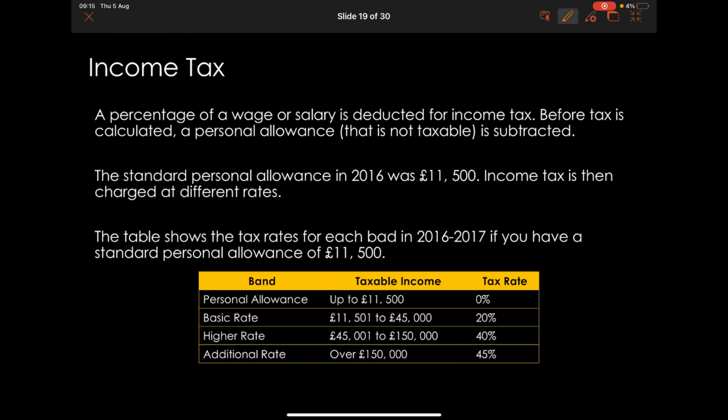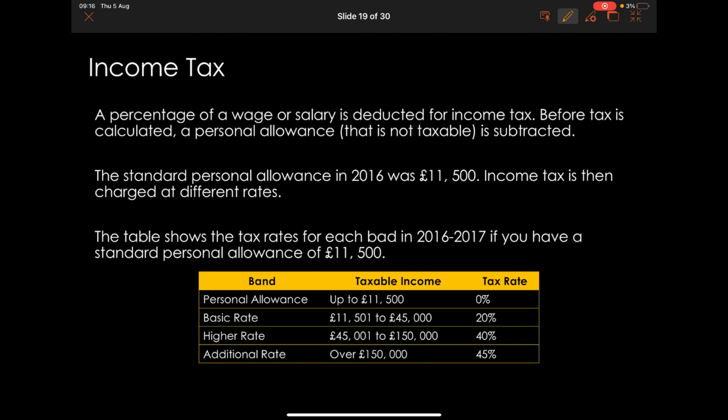Income tax. Income tax is another kind of question that you might get. So a percentage of a wage or salary is deducted for income tax, which goes to the government. Before tax is calculated, a personal allowance that is not taxable is subtracted. The standard personal allowance in 2016 was £11,500. Income tax is then charged at different rates. So basically what it's saying is if you earn £25,000, you get to keep £11,500 of it that's not taxed. The rest of it you'll have to get taxed on.